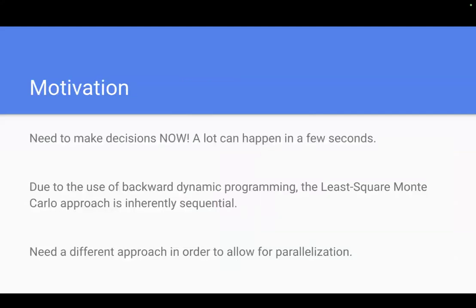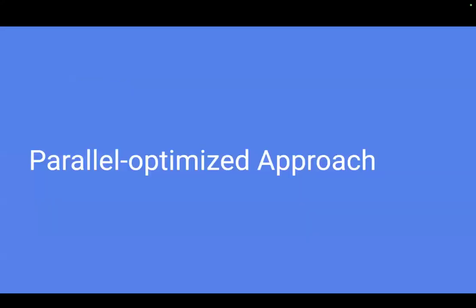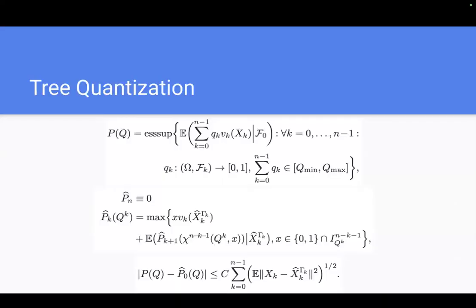And the motivation is this is the world of finance. It's cutthroat and it's really fast. So we need to know exactly what's going on as soon as possible so we can make the best decisions we can. And we have this sequential problem, which sucks for parallelization. Otherwise our hands would be tied. So the authors of the paper came up with this parallel optimized approach where you use tree quantization.